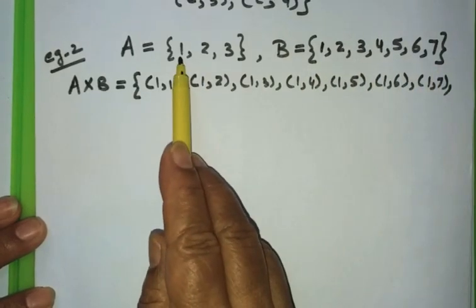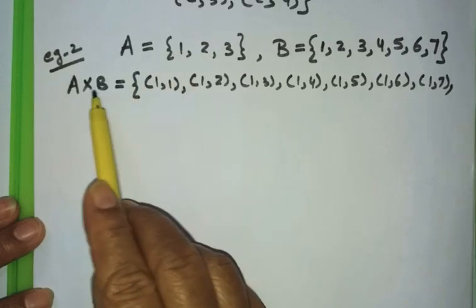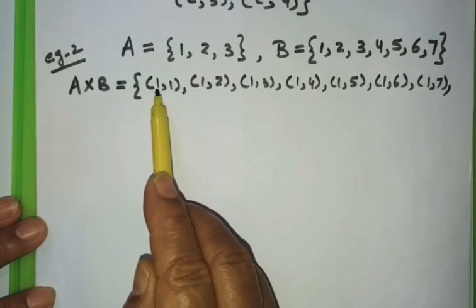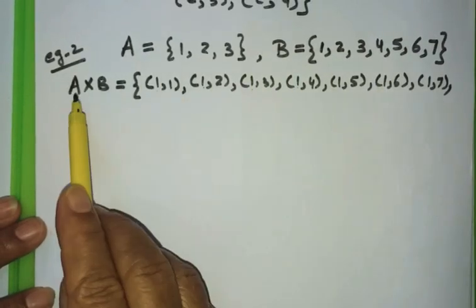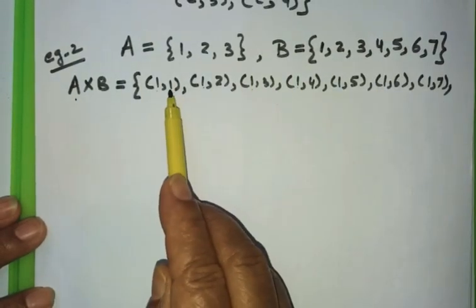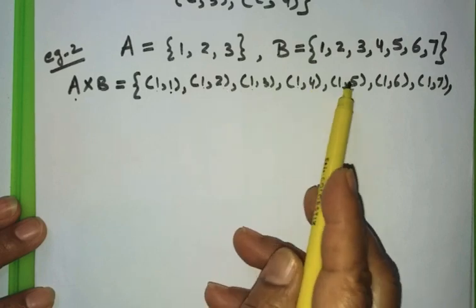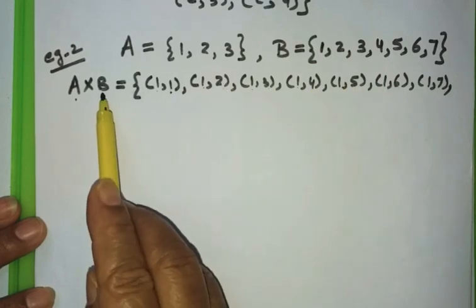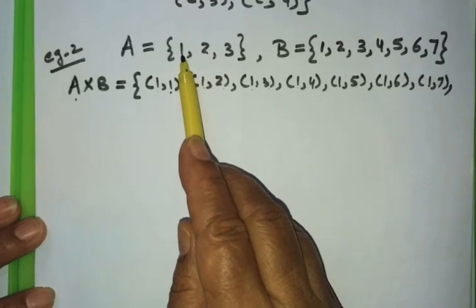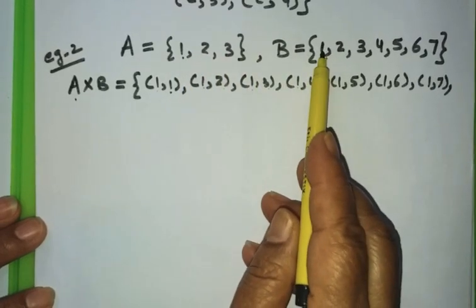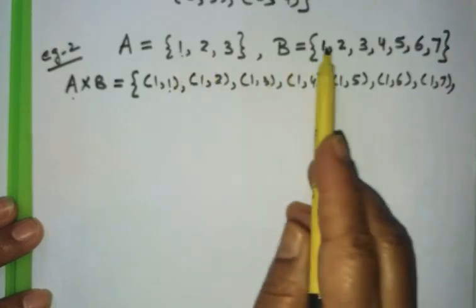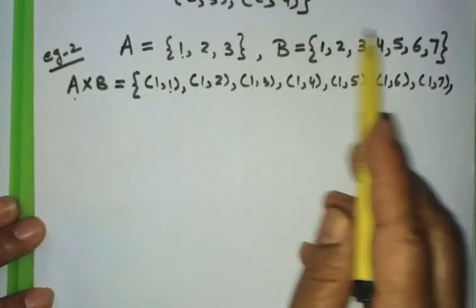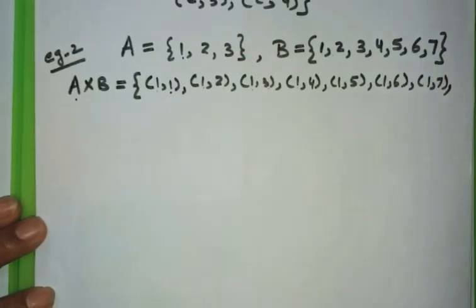Let us start from the first element 1 of set A. Here you have to take care that in these ordered pairs every element at the first place, the x place, is from set A, and every element at the second place, the y place, is from set B. The first element is 1, and 1 can be paired up with 1, 2, 3, 4, 5, 6, 7. So we get (1, 1), (1, 2), (1, 3), (1, 4), (1, 5), (1, 6), (1, 7).